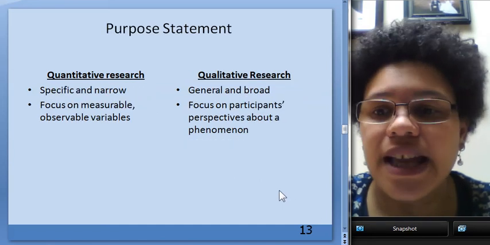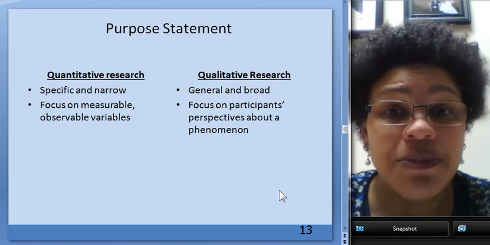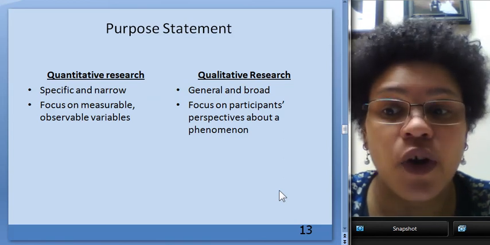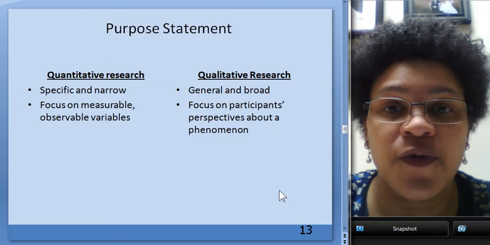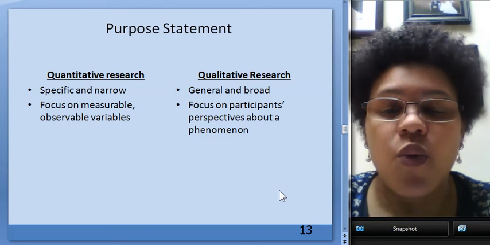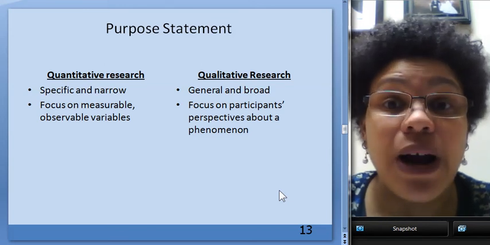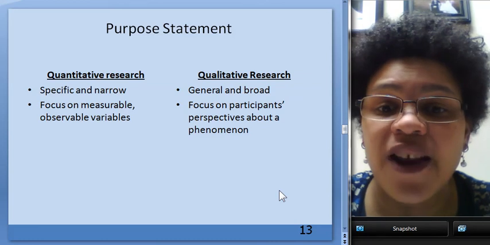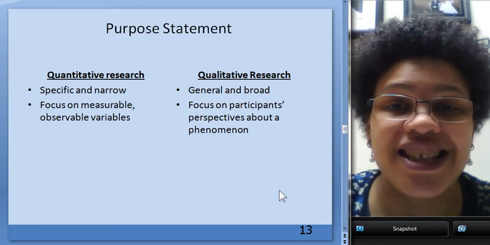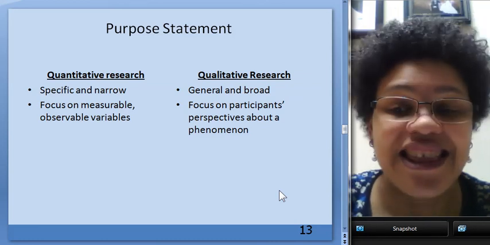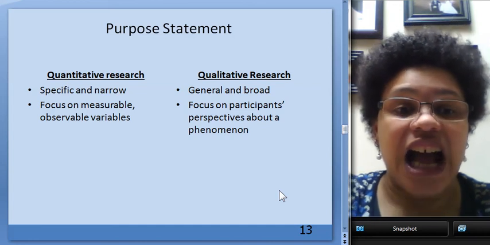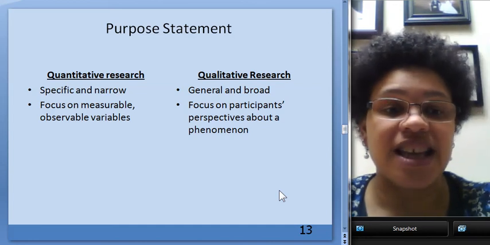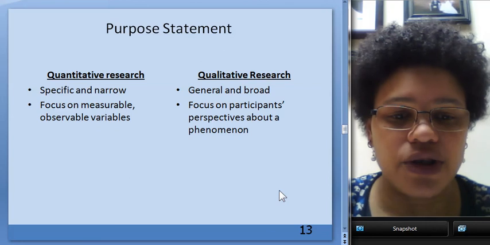The purpose statement in a quantitative study should be specific and narrow and focus on measurable, observable variables. Whereas for qualitative research, it'll probably be more general and broad and focus on participants' perspectives about a phenomenon. And again, that's that positivist versus interpretivist approach.